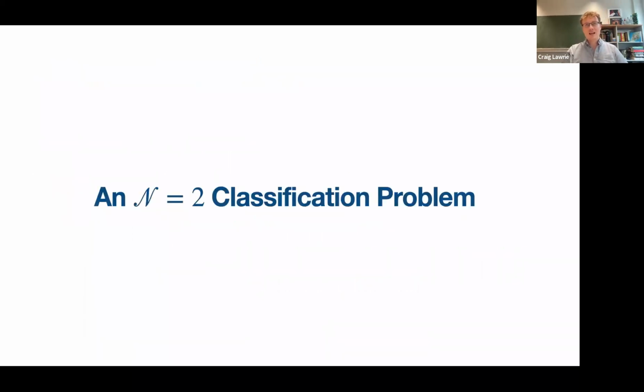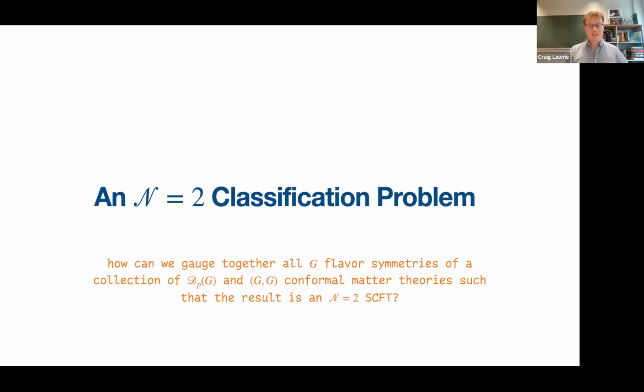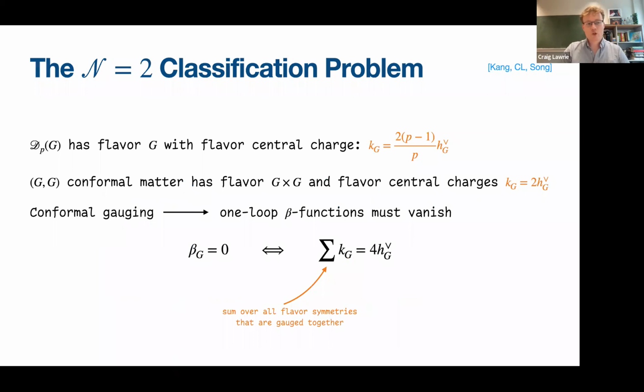So I can phrase this entirely in terms of some classification problem. And here's the question. How can we gauge together all G flavor symmetries of a collection of DPG and GG conformal matter such that the result is an N=2 SCFT? And it's very restrictive. So let's see how this works.